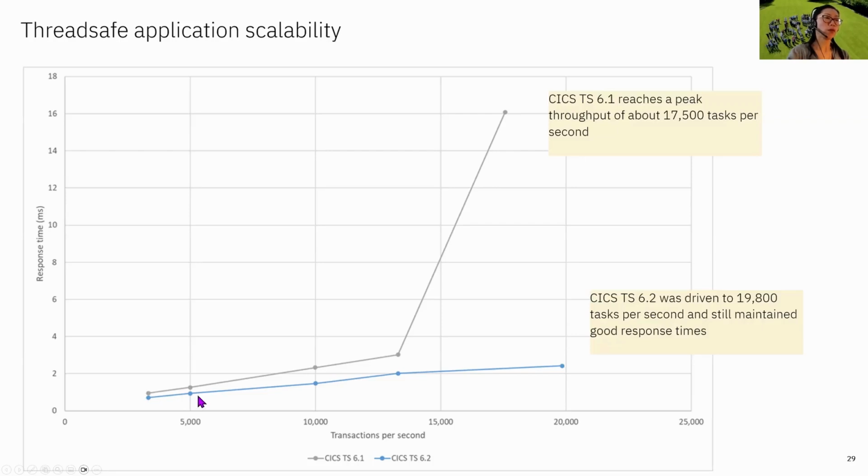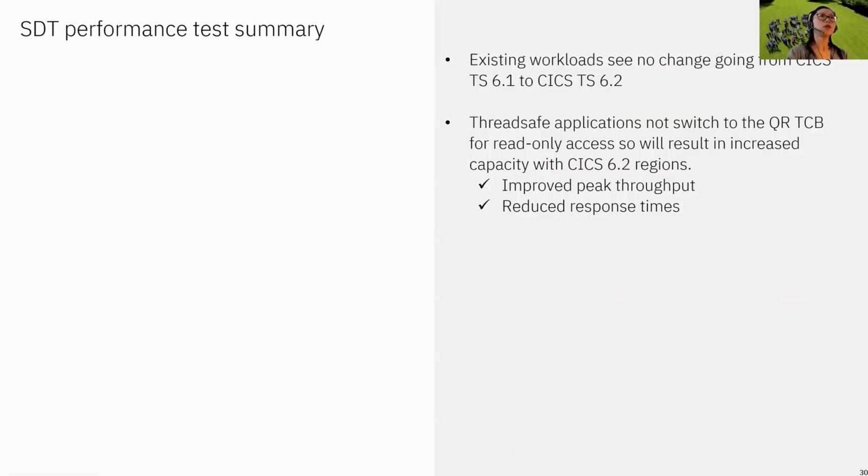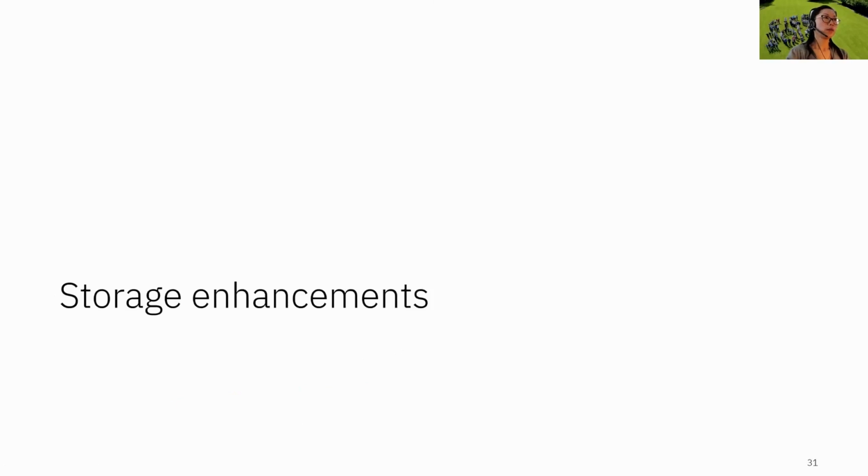However, when the number of requests, transactions per second, goes up, there is a particular point where the thread safe 6.2 version will maintain good response time because of the thread safe read request. Whilst in the previous releases, you will get a bottleneck after that point. So hopefully this will help you if you use the SDT in your environment.